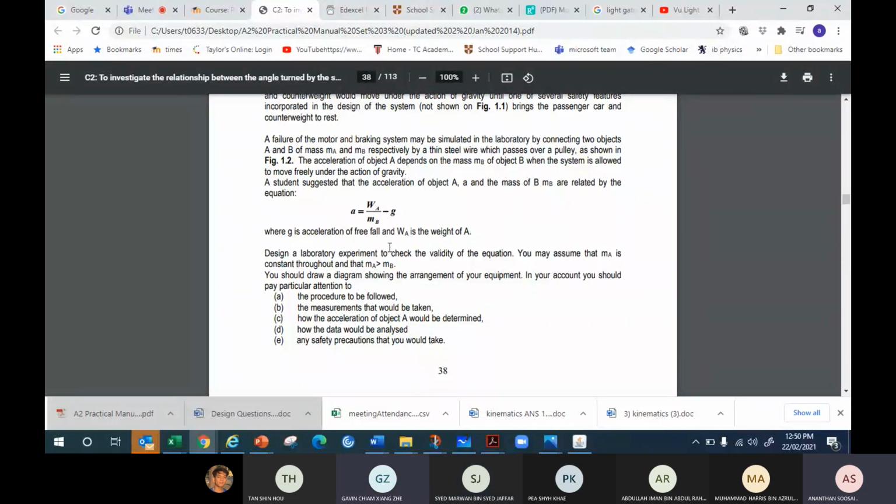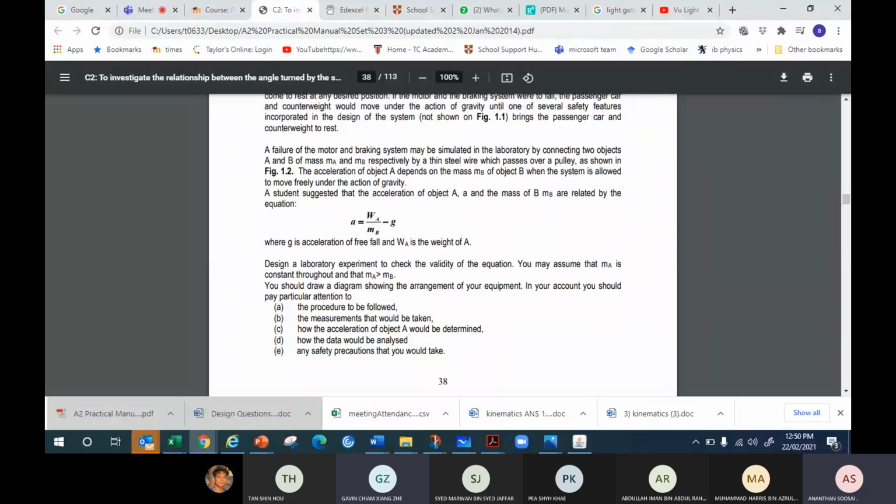Mass of B. Yeah, mass of B. So mass of B is your independent variable. The dependent variable is, of course, acceleration. The variable to be kept constant is the weight of A. Okay, now that's your dependent and constant variables.